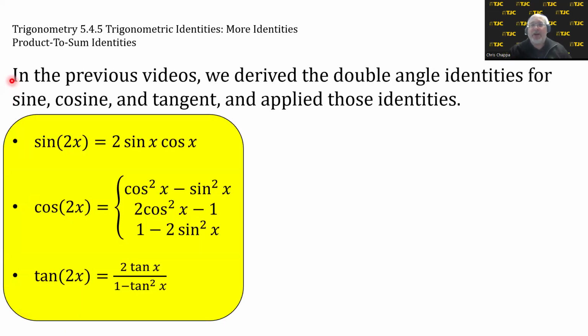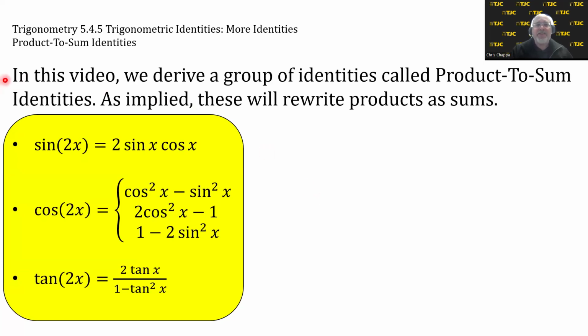In the previous videos, we derived the double angle identities for sine, cosine, and tangent, and applied those identities. Here you see all five double angle identities. In this video, we derive a group of identities called product to sum identities. As implied, these will rewrite products as sums.